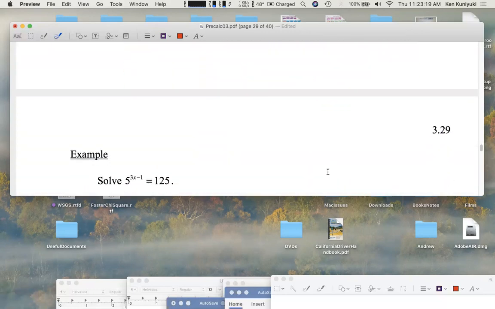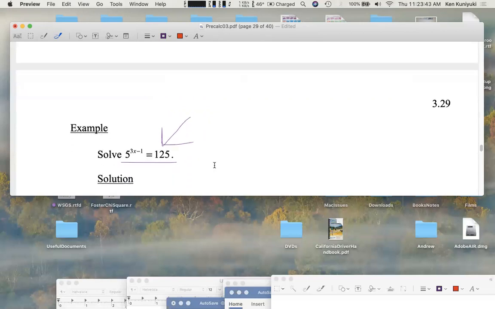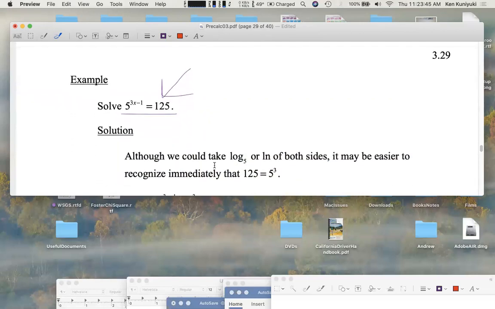Now, let's take a look at a slightly more interesting exponential equation. 5 to the 3x minus 1 equals 125. Now, before you jump into it and take logs of both sides, this is actually a bit more interesting because 125 is itself a very nice power of 5. It's 5 to the what? It's 5 to the third.